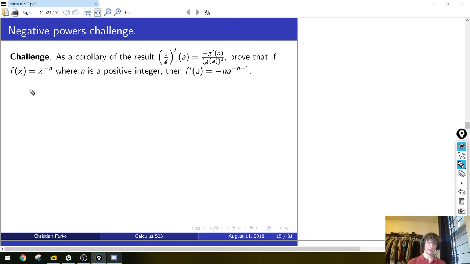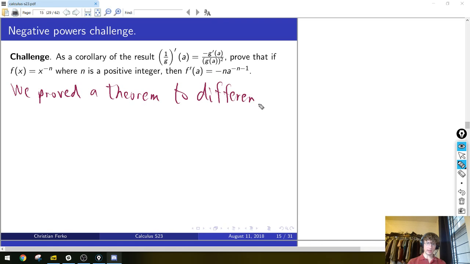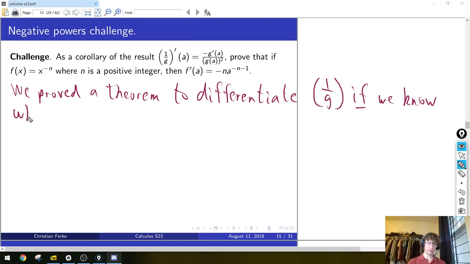Okay, so, good. We proved a theorem to differentiate an expression which looks like 1 divided by some function, right? So, to differentiate something like 1 over g if we know how to take the derivative of g itself, right? So if we know what g prime is, since g prime appears in this formula, now we know how to differentiate 1 over g, right?